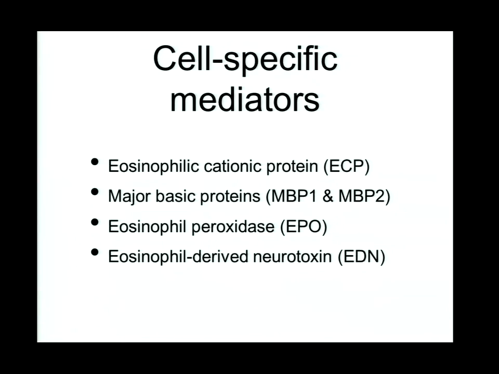And if you look at any of the Nature Reviews of Biology, you see a little eosinophil and a whole bunch of acronyms. So I'm not going to go through all that. But the major cell-specific mediators of eosinophils are eosinophil cationic protein, major basic protein, eosinophil peroxidase, and eosinophil-derived neurotoxin.